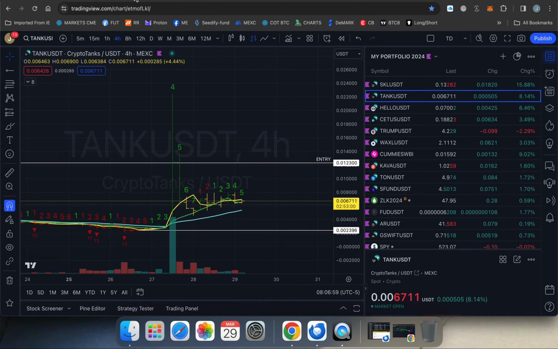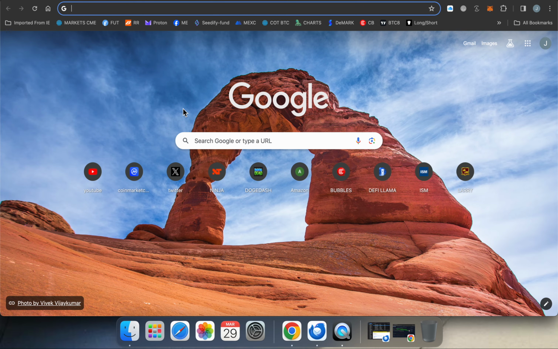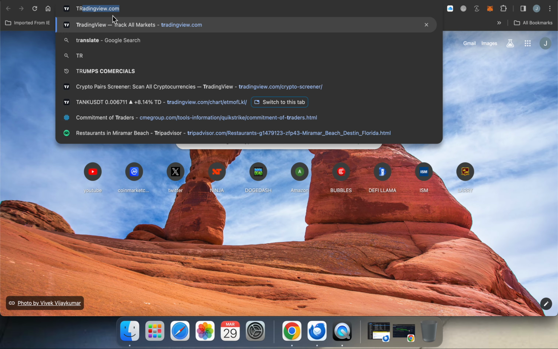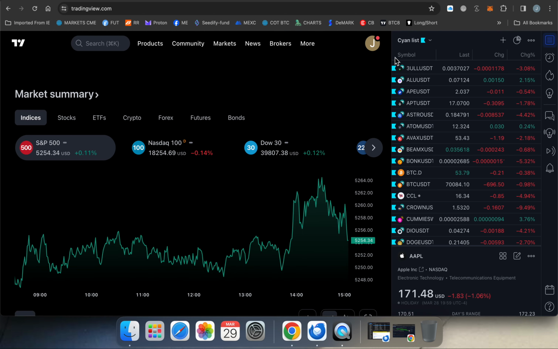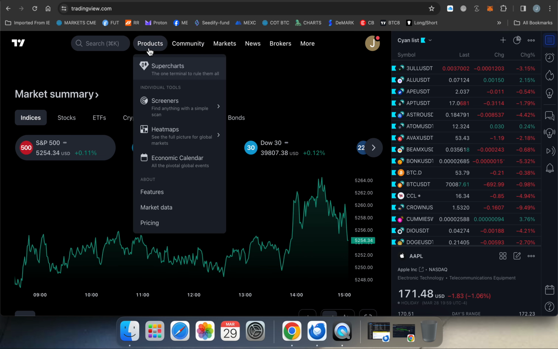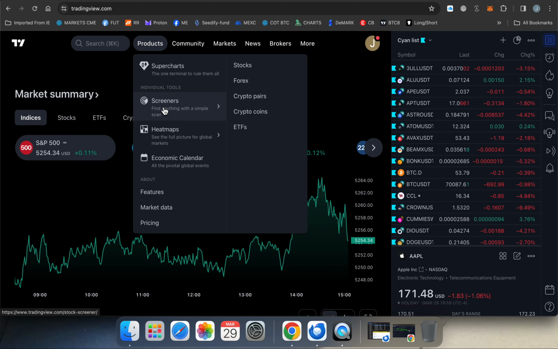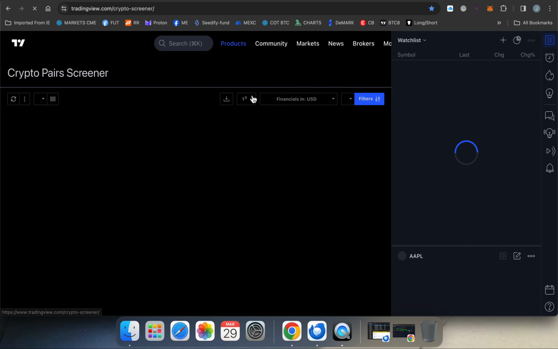what I like to do is come over here on tradingview.com. If you get it loaded up, let's just pretend you're, just type in tradingview.com on your address line here. This is what you're going to see. So you go to products right here, go to screener, and then you go over to your crypto pairs.